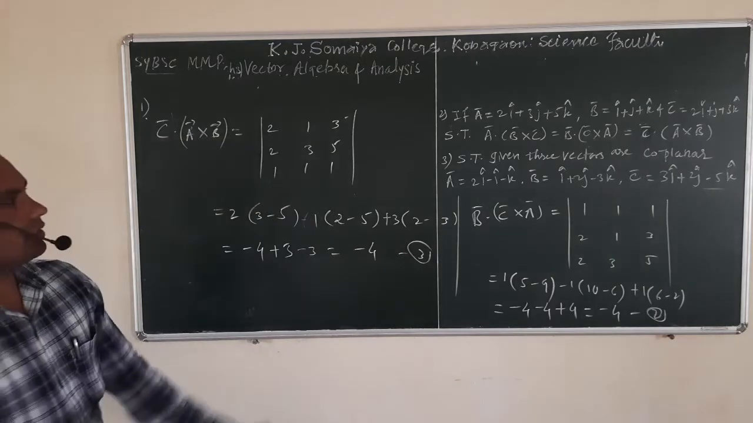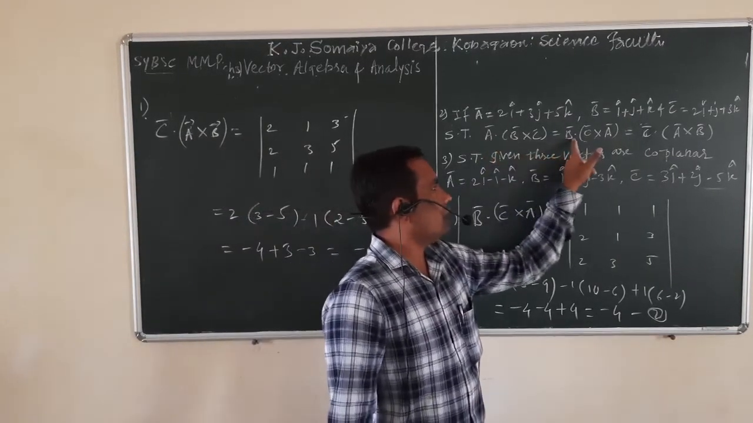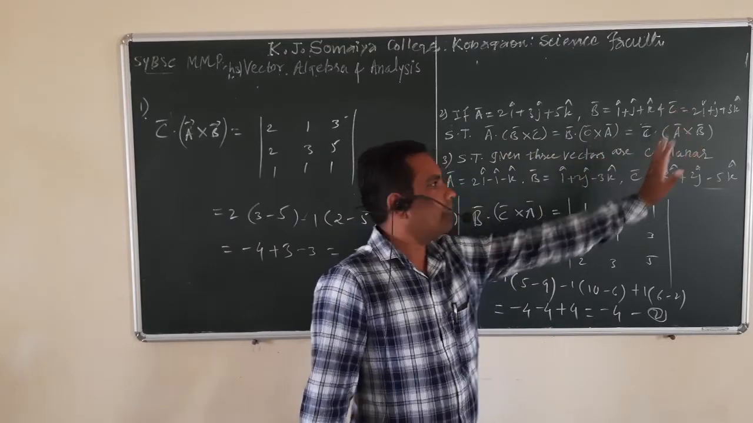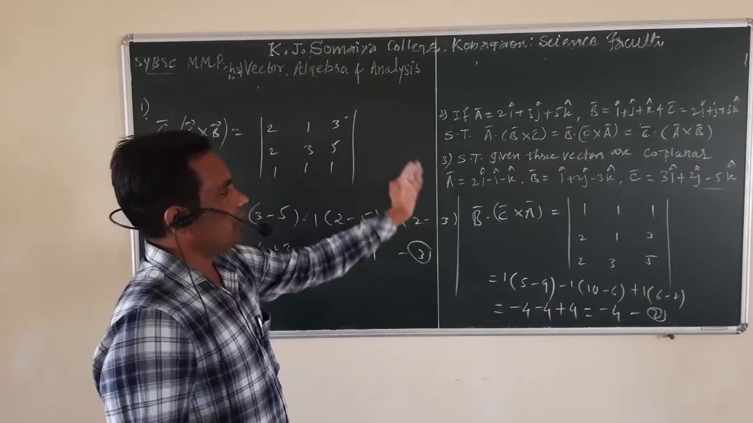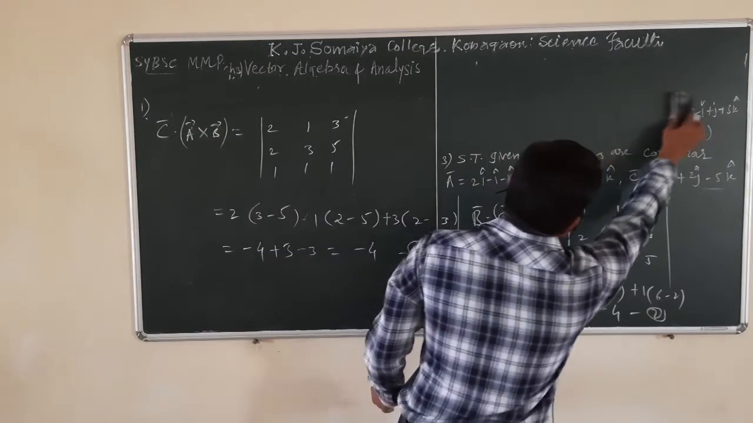So from equation 1, 2 and 3 we can say that A dot B cross C is equal to B dot C cross A is equal to C dot A cross B. Okay, so in this way our second problem is finished. We are moving to third problem. Okay, so what is the third problem?